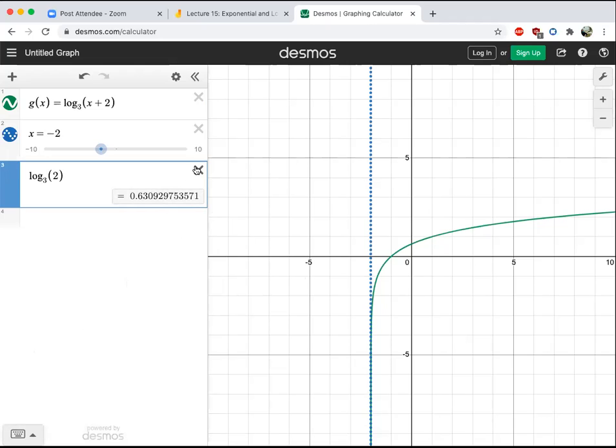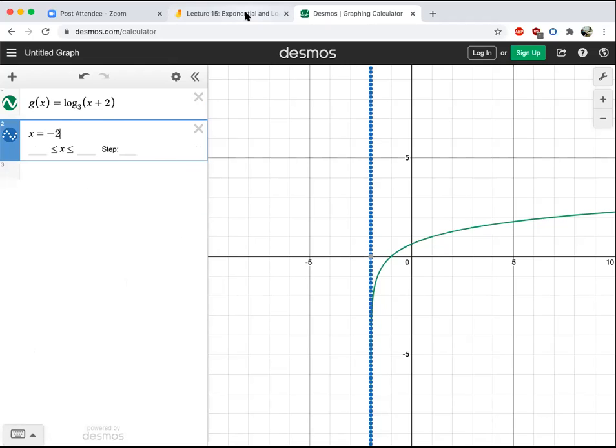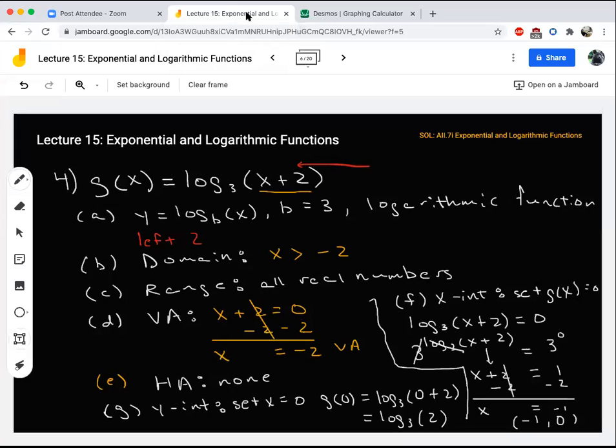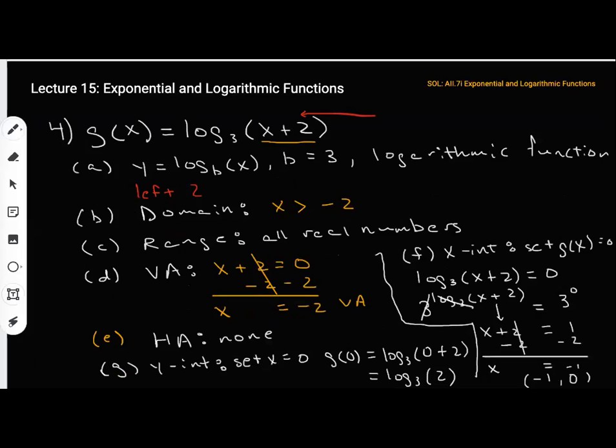Okay. And that's it. I'll go ahead and go on back to number 4. And let me zoom in on it. And there we go. That's number 4.